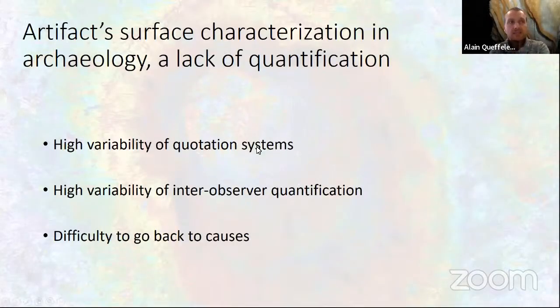The aim of this kind of study is to try to extract ourselves from several biases and difficulties that are currently found in surface texture studies. Some are listed here. The quotation system is different for each study. When it's not different, there is often a high variability of inter-observer quantifications. And finally, it's often very difficult to go back to what causes the surface modifications on artifacts. This last point, however, also remains very difficult in our studies, and equifinality is a problem we face like everyone else.